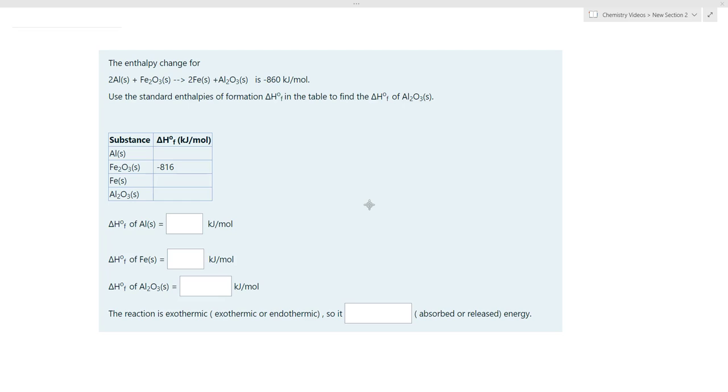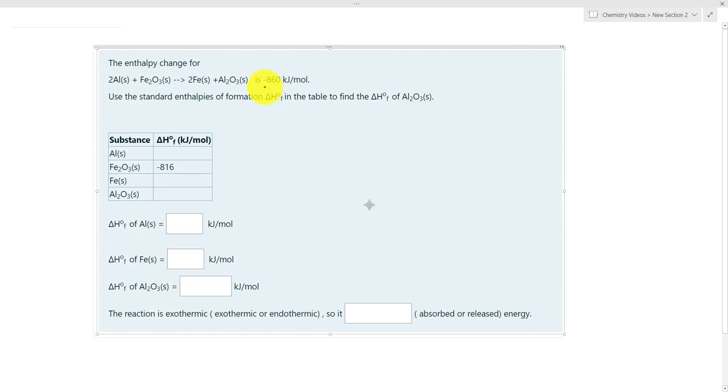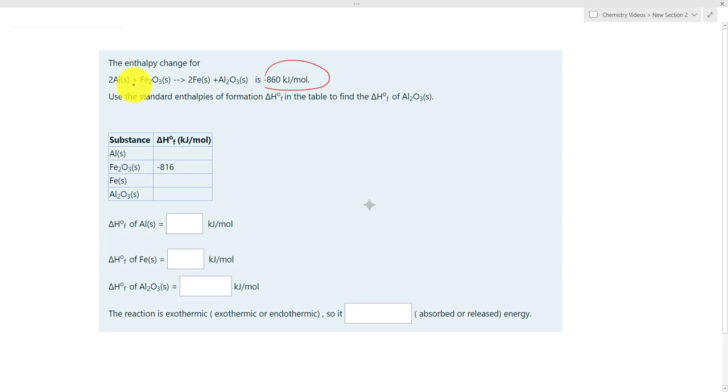So the enthalpy change for this reaction is equal to negative 860 kilojoules per mole. That is very important because now we can use this as a conversion factor in a later unit, and we can actually convert moles of each of the substances here using these conversion factors, okay? But we'll save that for now.